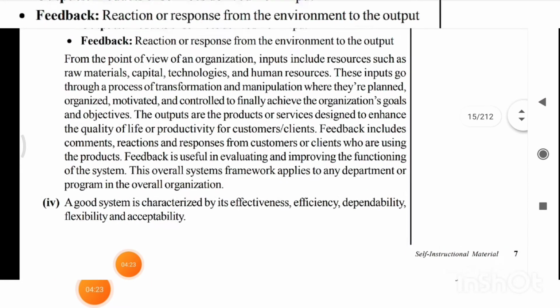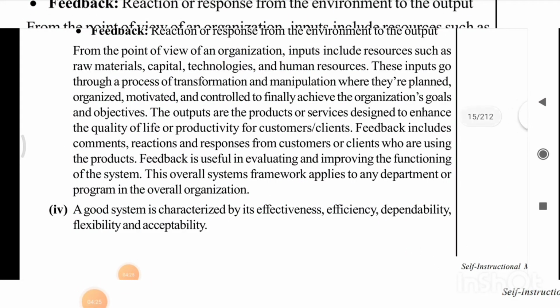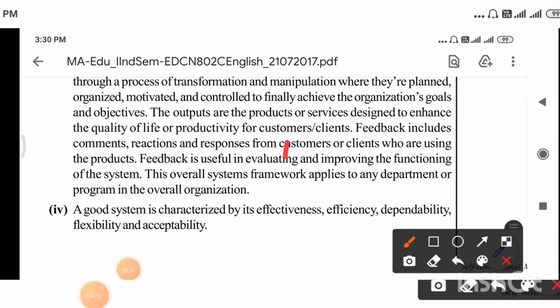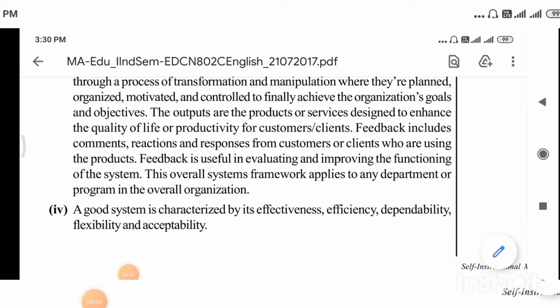Now let's go ahead. From the point of view of an organization, inputs include resources such as your raw material. What does it include? It includes your raw material. Let's see.